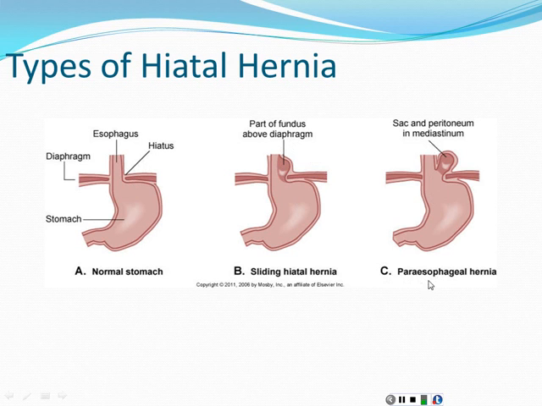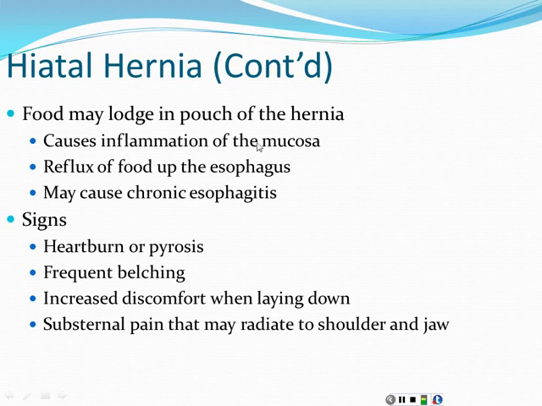The worst kind, but the rarer kind, is the paraesophageal hernia, and this is where part of the stomach has gotten stuck up there. So it can't be reduced. This doesn't slide down, and it compresses the esophagus. It causes problems with the lower esophageal sphincter. So you might get food lodged in that hernia pouch. That causes inflammation and reflux. So whenever a patient presents with bad gastroesophageal reflux, which I know you've all heard about, one of the things you've got to look for is a hiatal hernia, because heartburn can be a presenting sign.